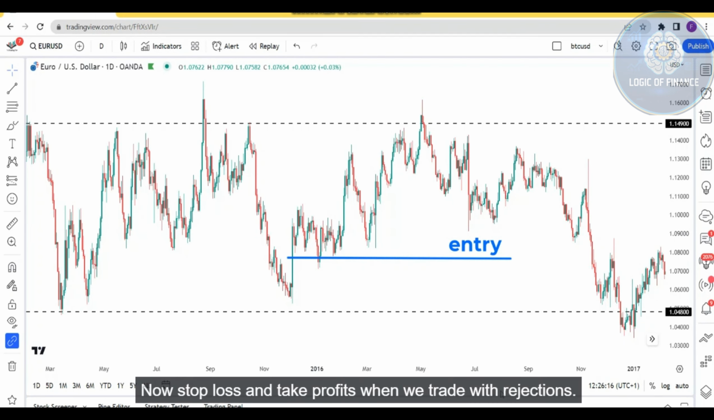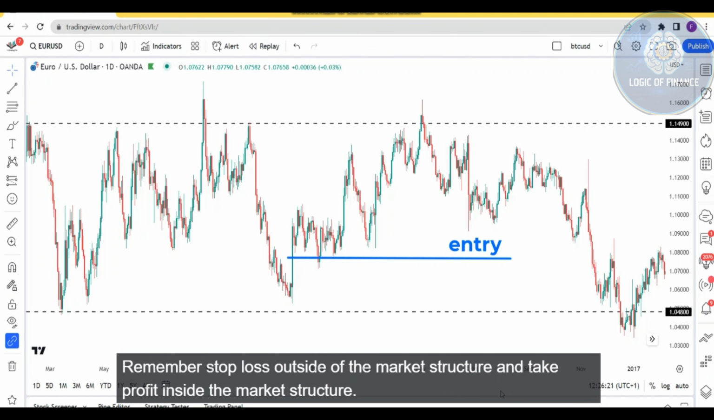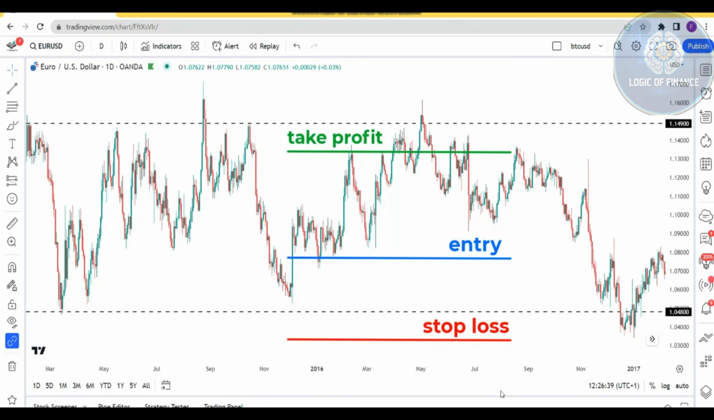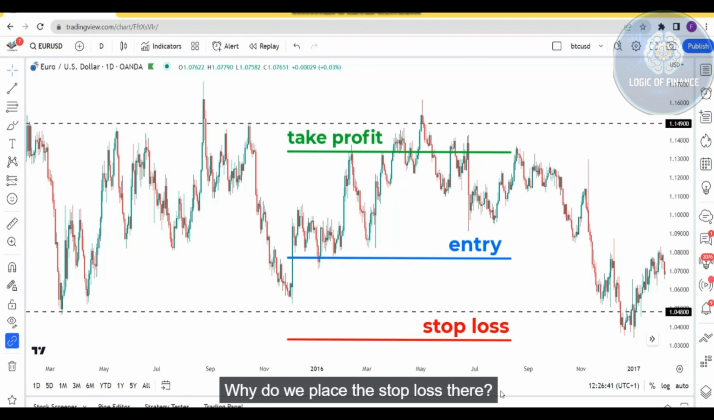Now, stop loss and take profit. When we trade with rejections, remember: stop loss outside of the market structure and take profit inside the market structure. So a possible stop loss might be here on the red line, and a possible take profit might be here on the green line. Why do we place the stop loss there?